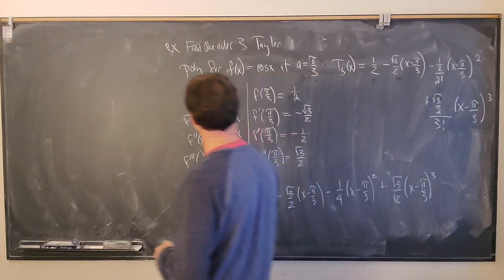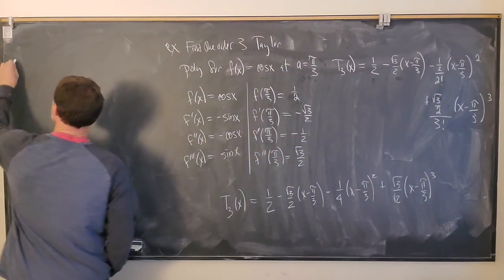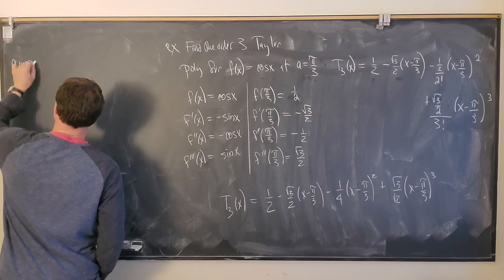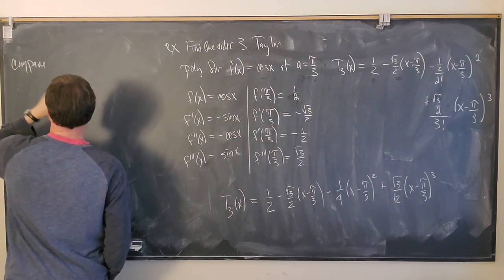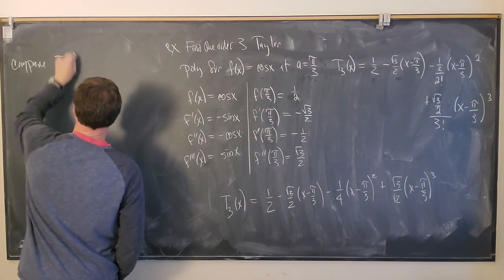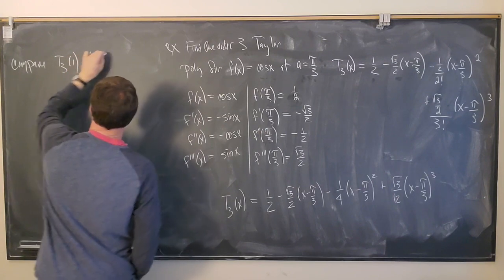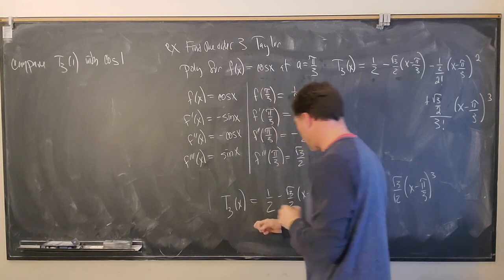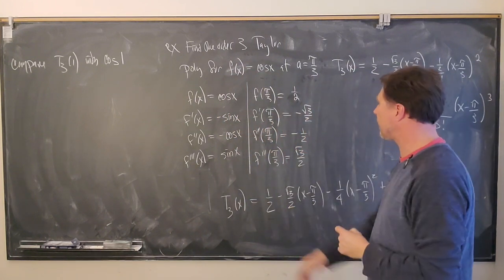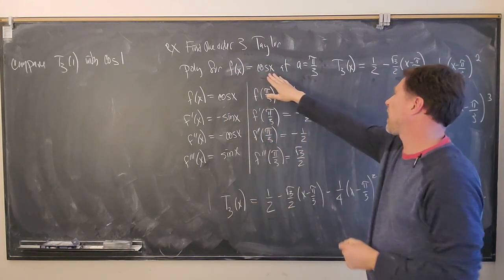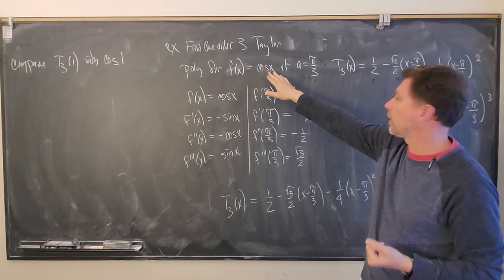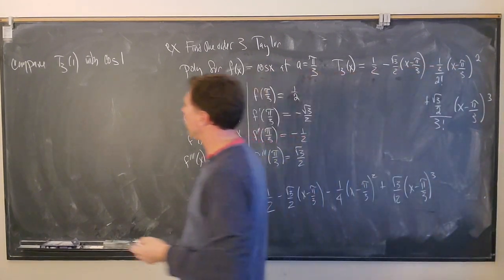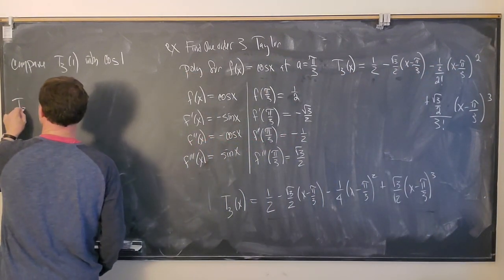So what I'd like to do is compare T3 of 1 with cosine of 1. I'm going to plug 1 into this polynomial and see what happens, and then compare that with what happens if we plug 1 into the calculator. I'm going to do cosine of 1. And so it turns out T3 of 1.